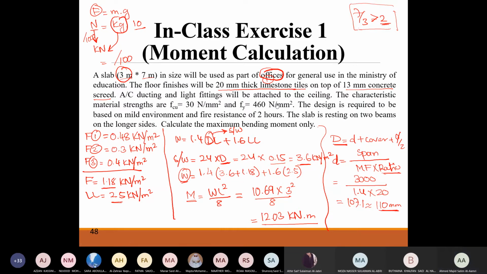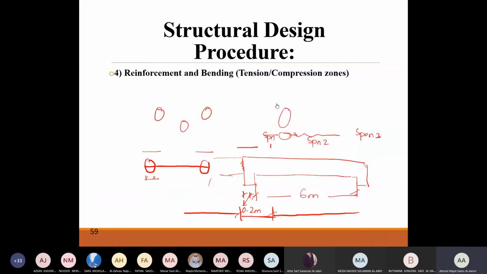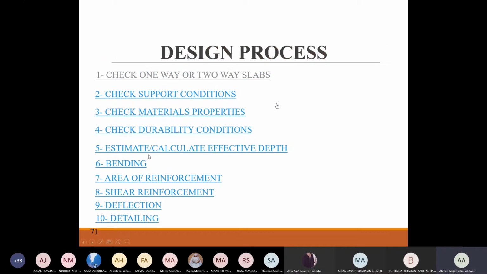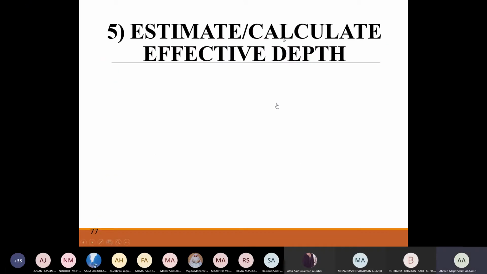Now, in the question that we are solving right now, the depth has been given. It means that I don't need to go and estimate it using the equation d small is equal to span divided by modification factor times ratio. That's an estimation of the effective depth. Rather than estimating, we need to calculate, because D capital was given.